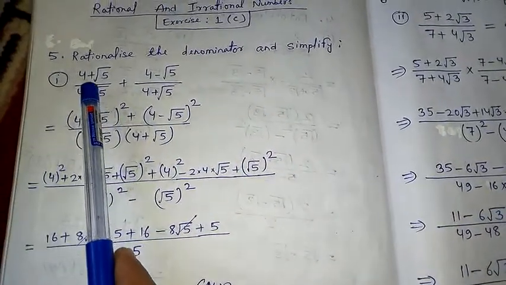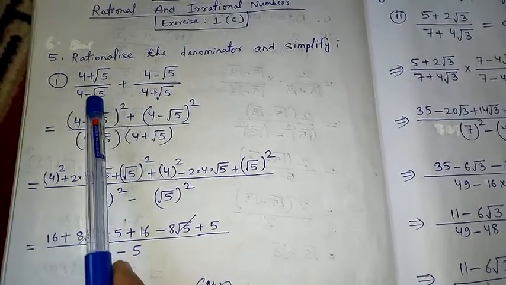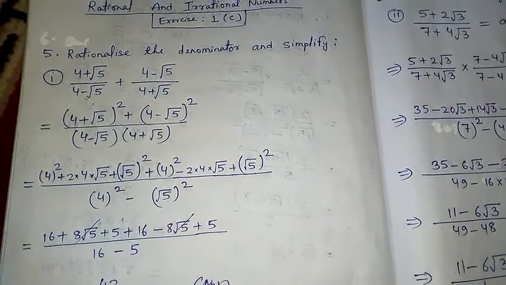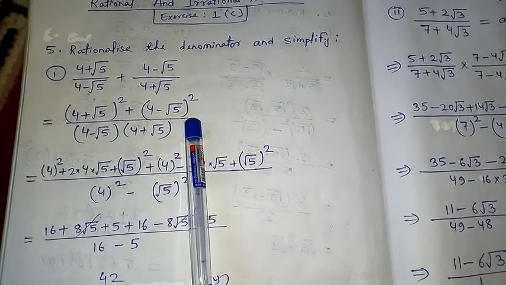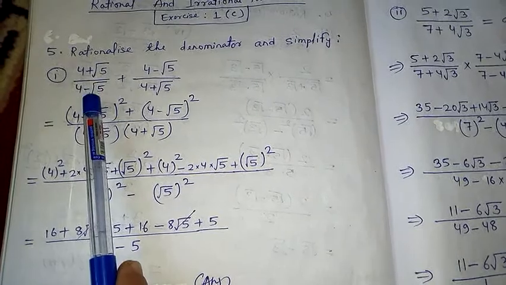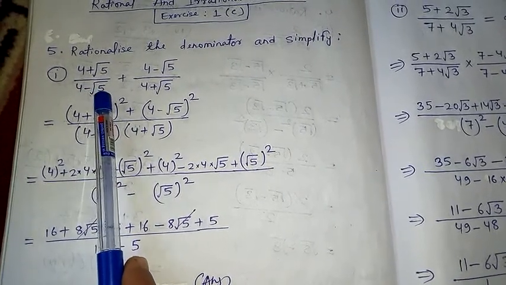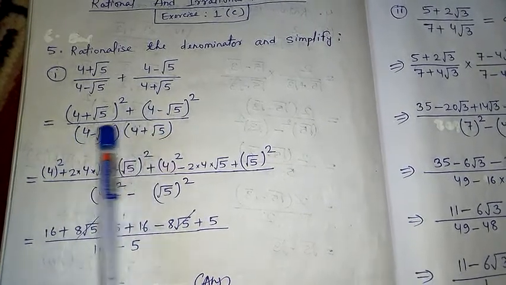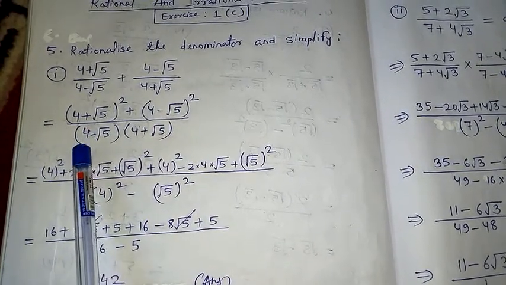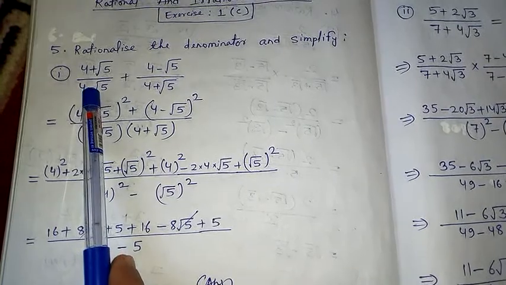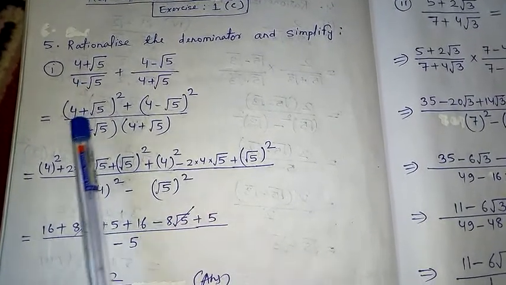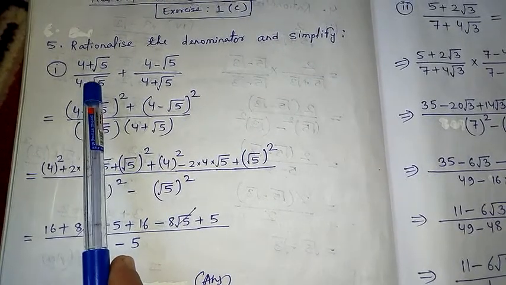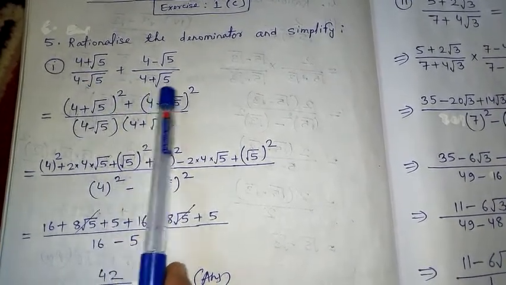So let us begin. (4 plus root 5) by (4 minus root 5) plus (4 minus root 5) by (4 plus root 5). This is a very important question to be noted down, because here in the denominator we have 4 minus root 5 and 4 plus root 5. So when we do LCM, both of them will come together. And as I taught you yesterday, if there is a minus we need a plus as partner. So here the good thing is that the minus and plus partners are together in the question.